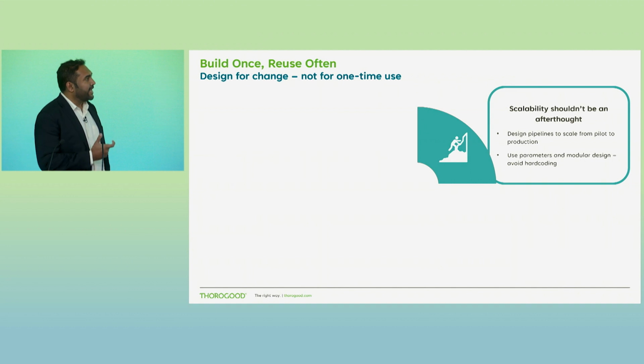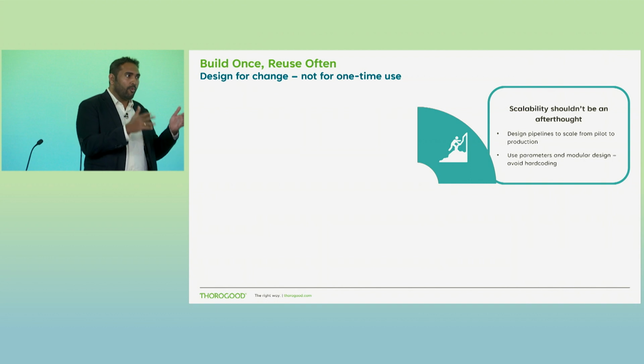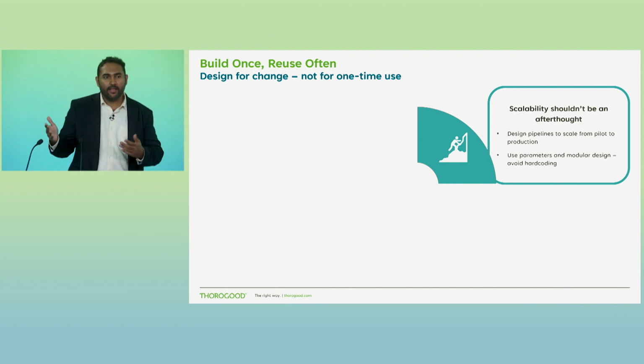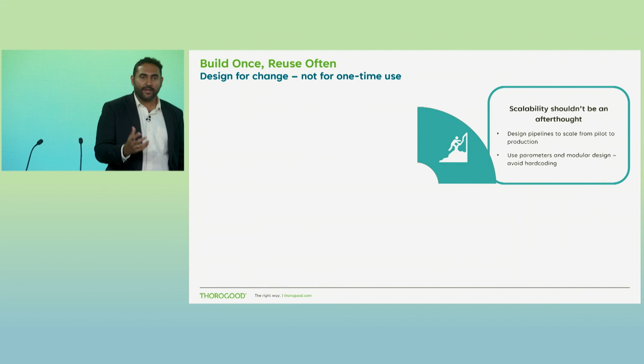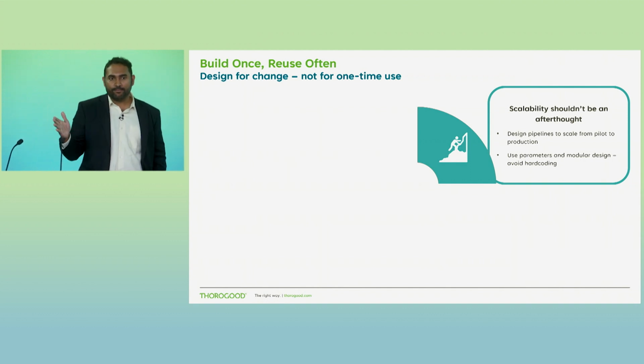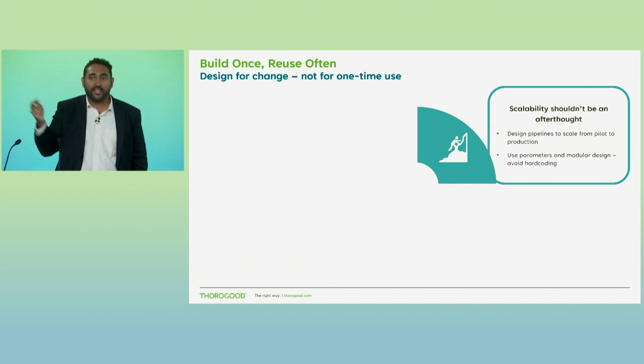First one, scalability shouldn't be an afterthought. Most AI initiatives, they kind of start small, often as a pilot, maybe for one geography or for one product category. But then when users start seeing the value of what the POC brings, there's often a need to scale. At that point, we shouldn't be trying to rebuild from scratch or building a separate pipeline for each geography.